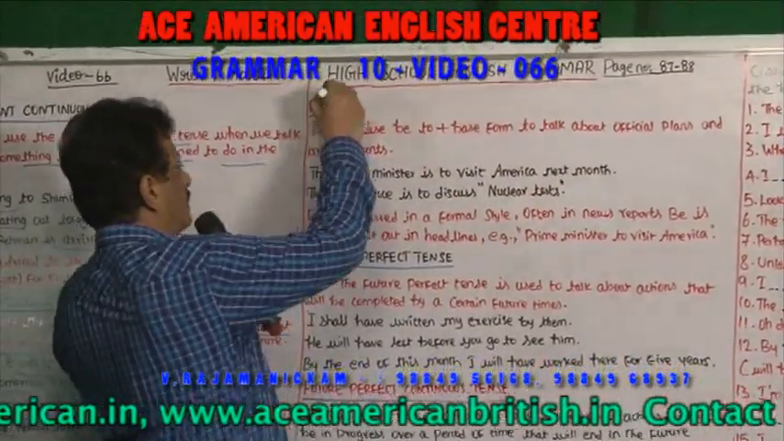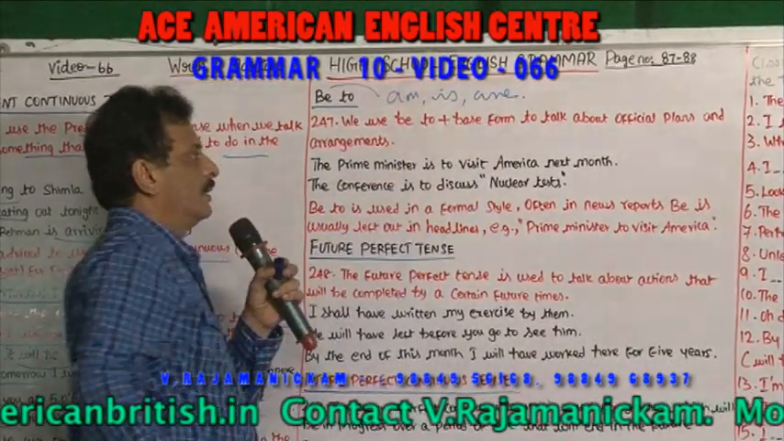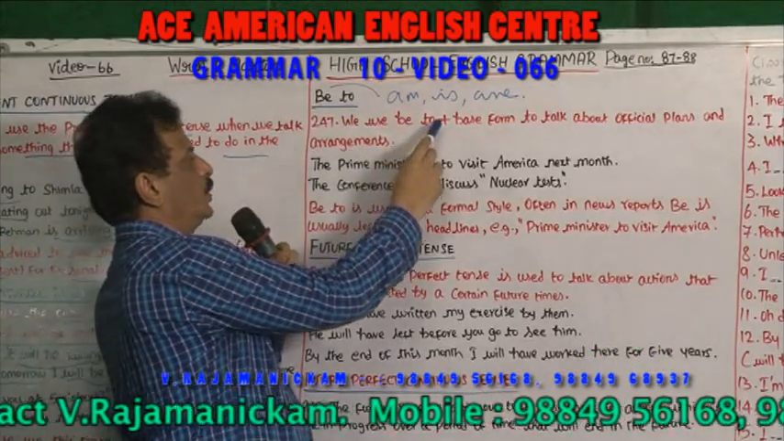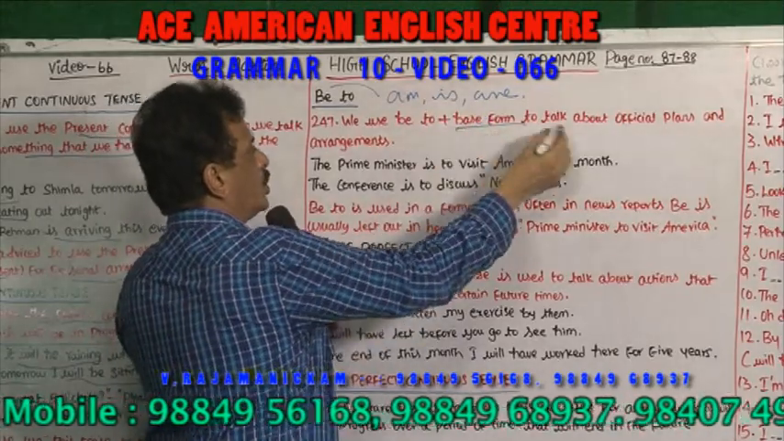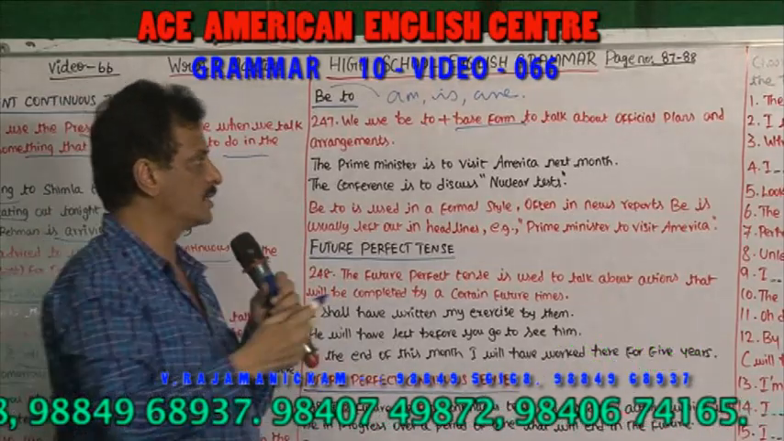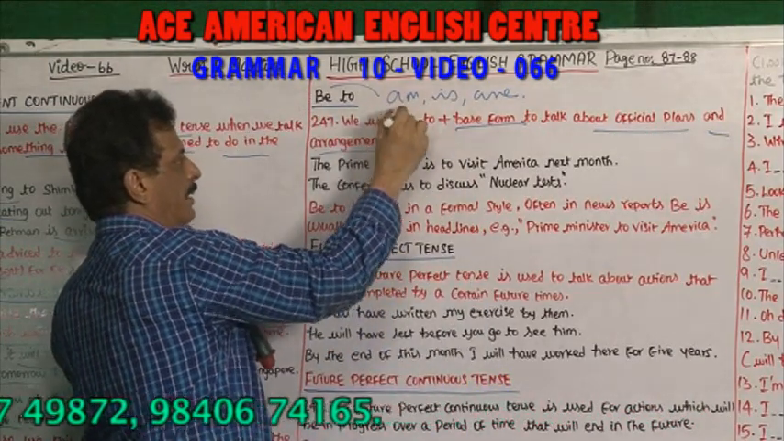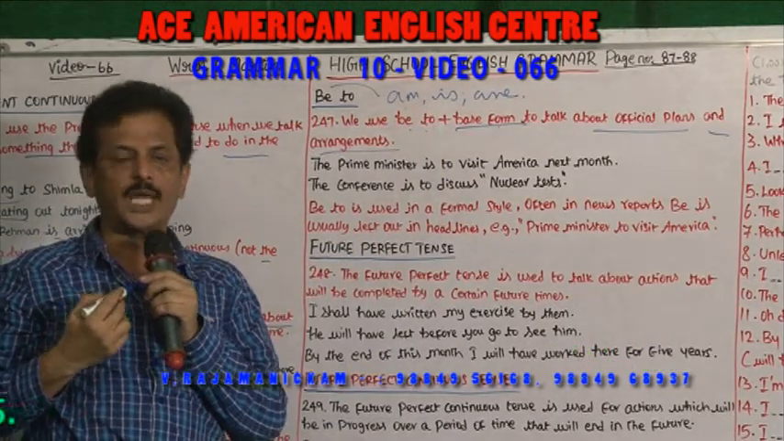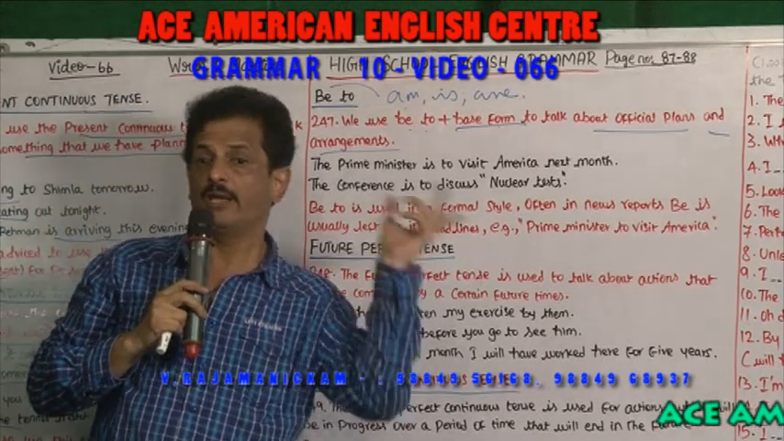Now coming here, B plus to. What does this B stand for? B stands for am, is, are. This is the B verb. So B plus to, plus the base form verb, means the present tense verb. To talk about official plans and arrangements, you are using am, is, are, plus to, plus base form. That is the present tense verb, to say some action is officially planned and officially arranged in the future.